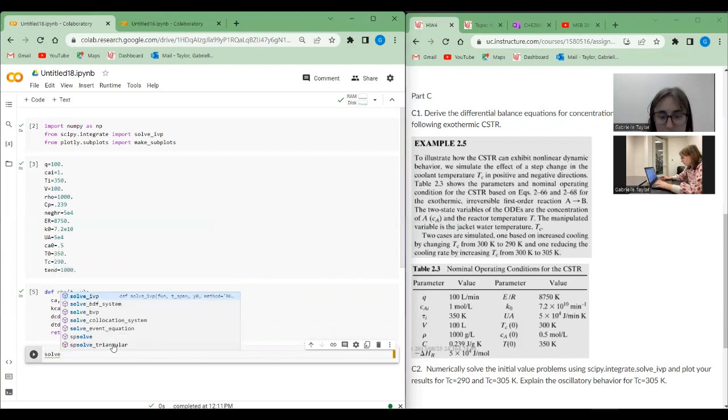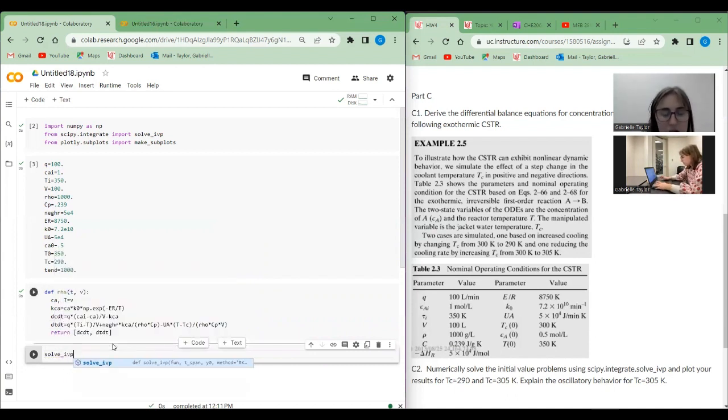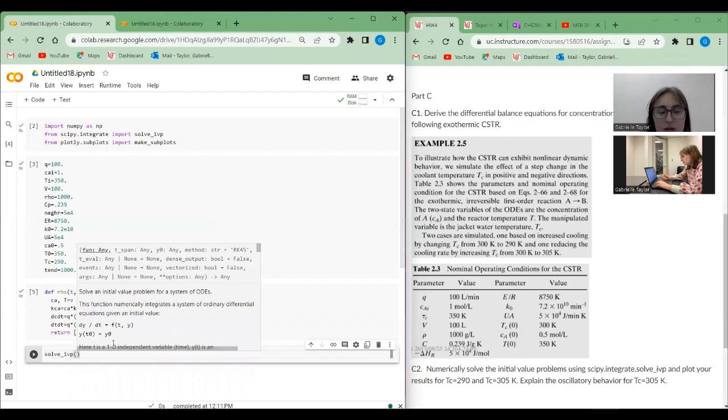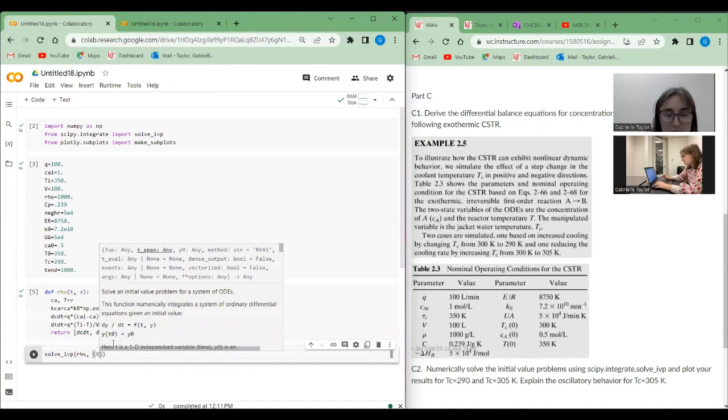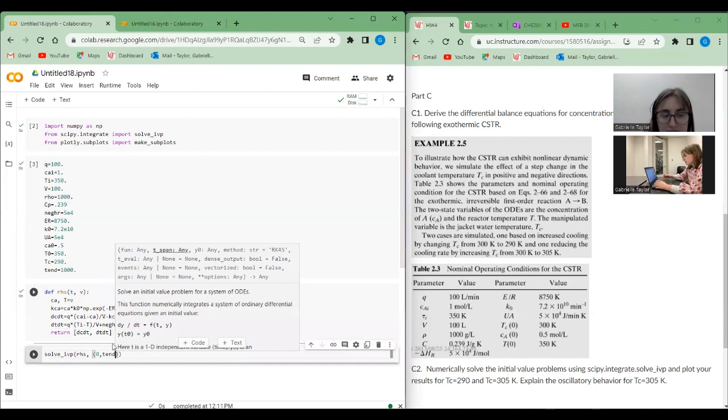Okay, so after we have this, now we can use our solve IVP function because we have our two differential equations. The first thing that we want to do is put in the differential that we defined. It's going to be RS. And then we have to do our initials of our time, so it's going to be T, and then we have to do our initials for concentration and our temperature, which we already have.